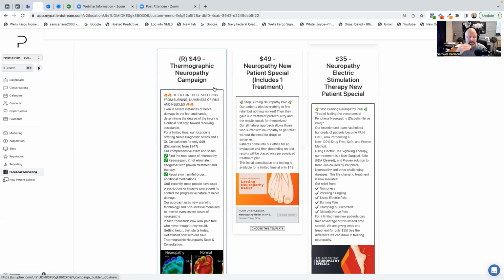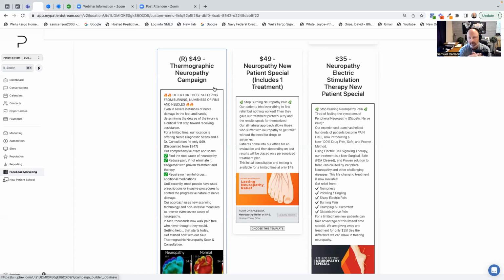But we also don't want it so low. Like, I can't do this for $20. If I do a thermography scan for $20, now maybe I start to devalue it some. So it's a very interesting dynamic that we have to play around with. All right, so here's another one for neuropathy.